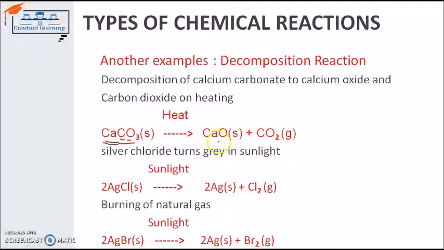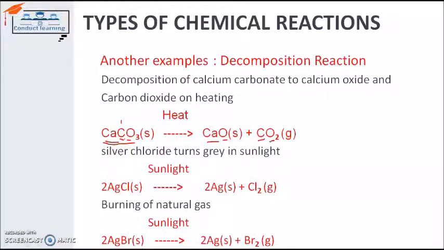Calcium oxide is a combination of two different elements, calcium and oxygen, and carbon dioxide is also a combination of two different elements, carbon and oxygen. So this is a decomposition reaction, because one single substance is decomposed into two different substances on the product side of a chemical equation when it is heated. Another example is silver chloride.